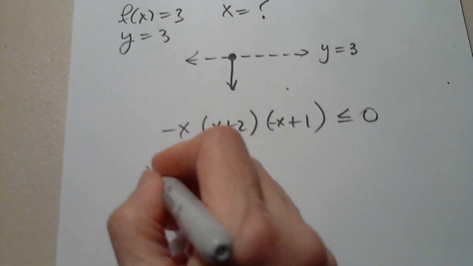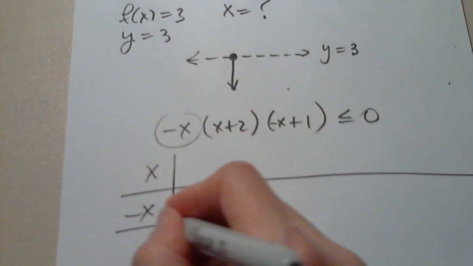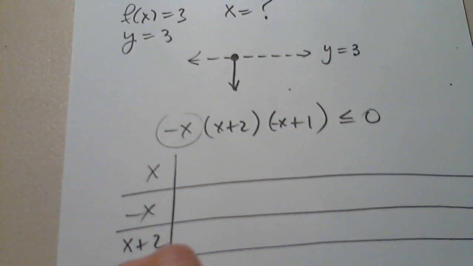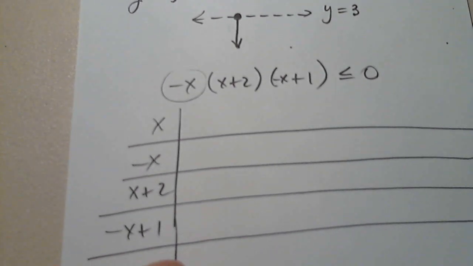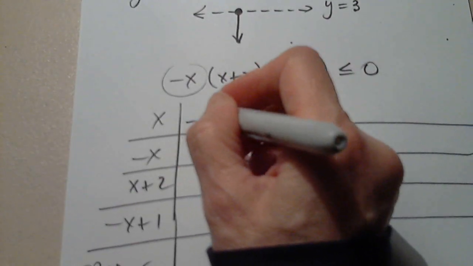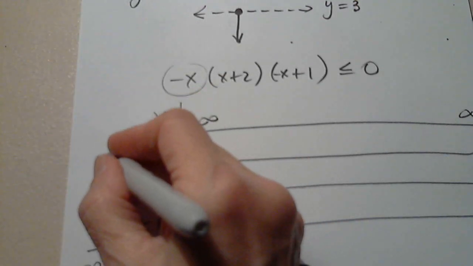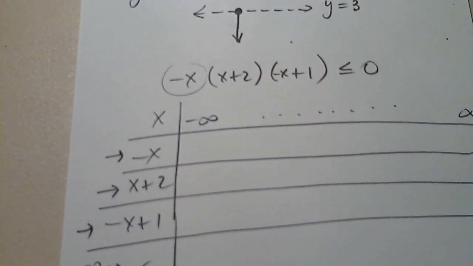Remember, I have to create a table. The first factor, the second factor, the next factor, and then the product. The whole thing. So x goes from -infinity to infinity. I need to find the 0 for this, the 0 for this, and the 0 for this, and put them up here. And they have to be in the correct order, from smallest to largest.